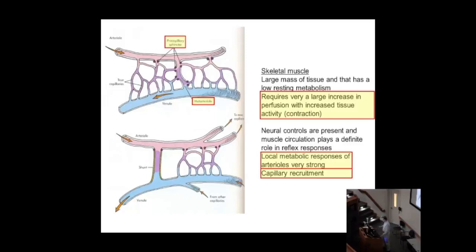So this makes no sense to anyone anywhere: the fact that you reduce circulation to the skeletal muscle capillary beds when you increase sympathetic activity, because we all know that when you increase sympathetic activity, often that's because you're exercising and you need to run away and your muscle needs more oxygen. So here's how it works.